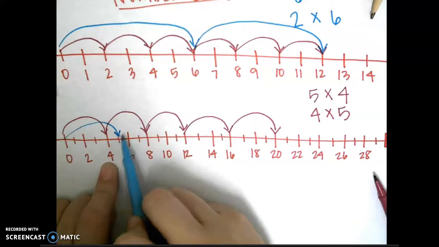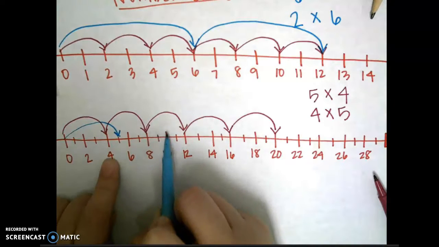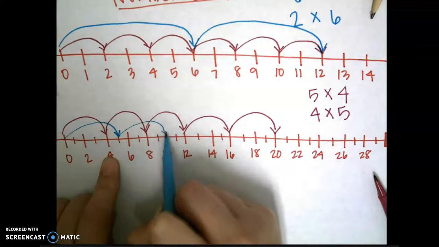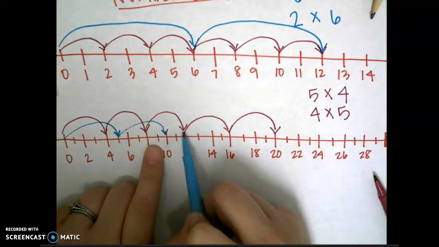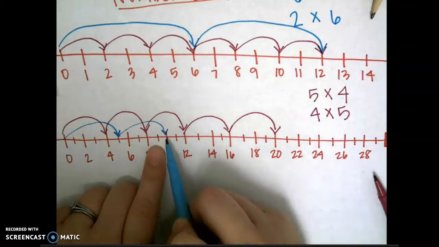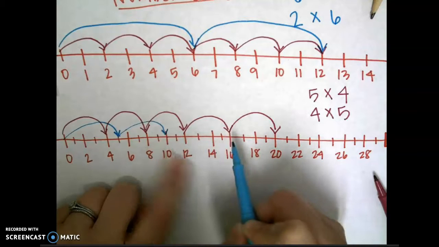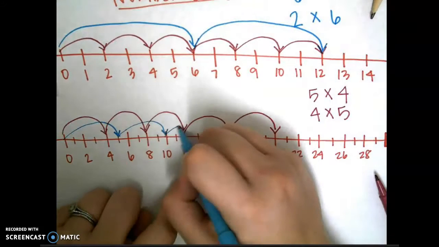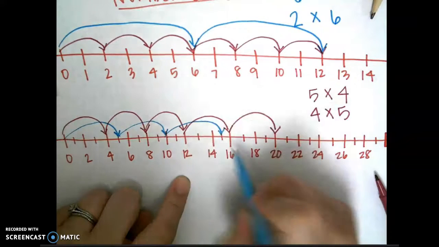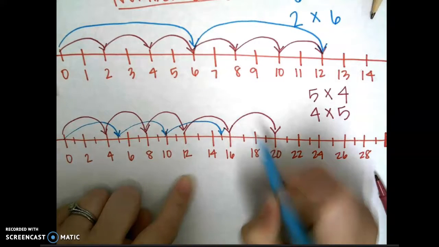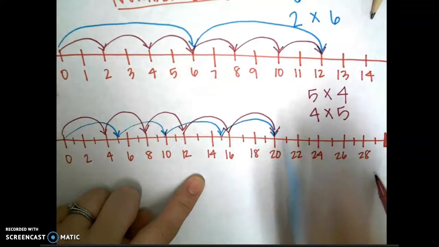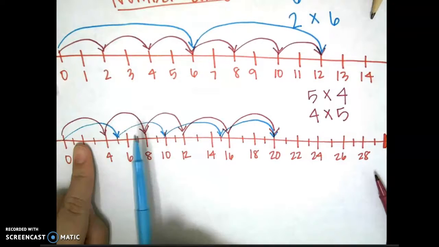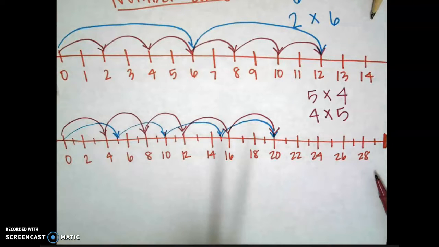Let me do that again. 1, 2, 3, 4, 5. 1, 2, 3, 4, 5. So my jumps look different because I have a different number of groups and a different size of groups, but my product is going to be the same.